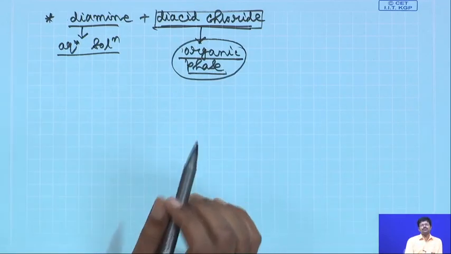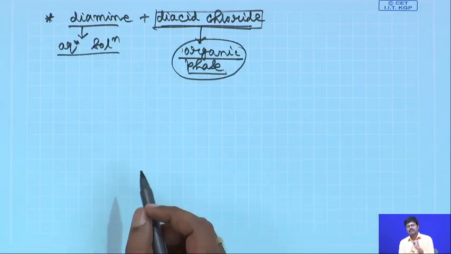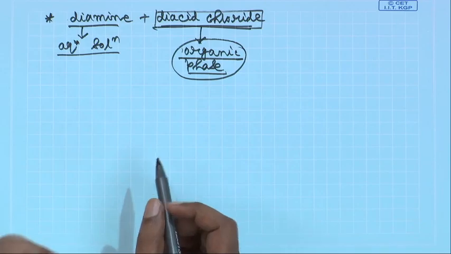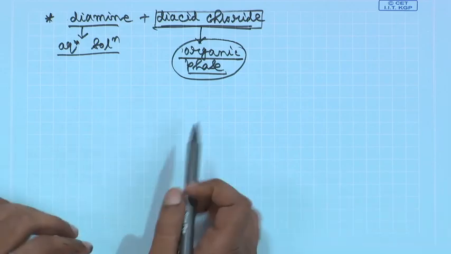So, basically you will have two phases, one is aqueous phase in which your diamine is there, and one is your organic phase in which your diacid chloride is there. So, the two reactants will diffuse towards the interface, your organic phase and the aqueous phase they do not mix. So, they will form an interface. The two reactants diffuse towards the interface and the reaction occurs at the interface.